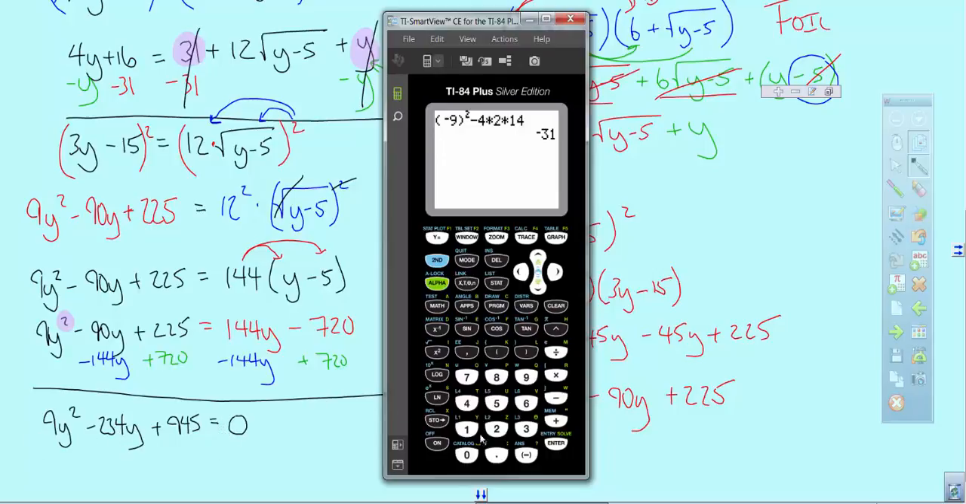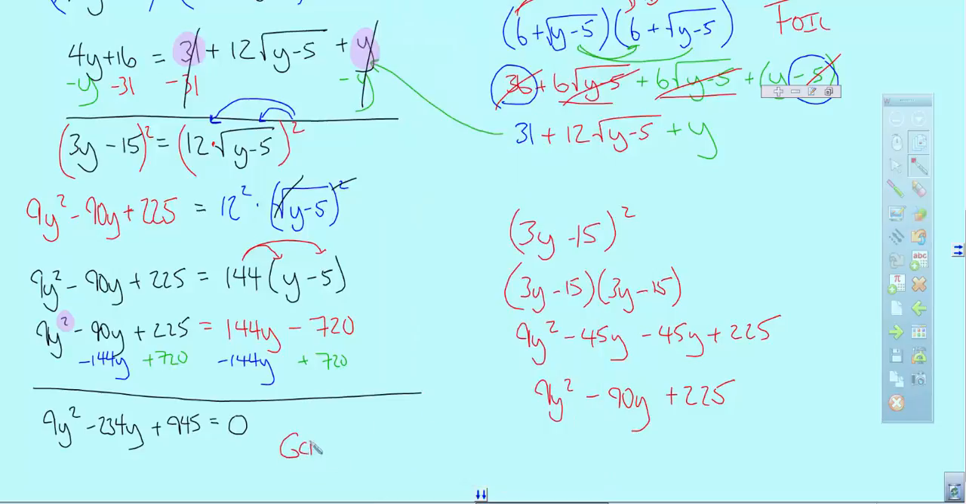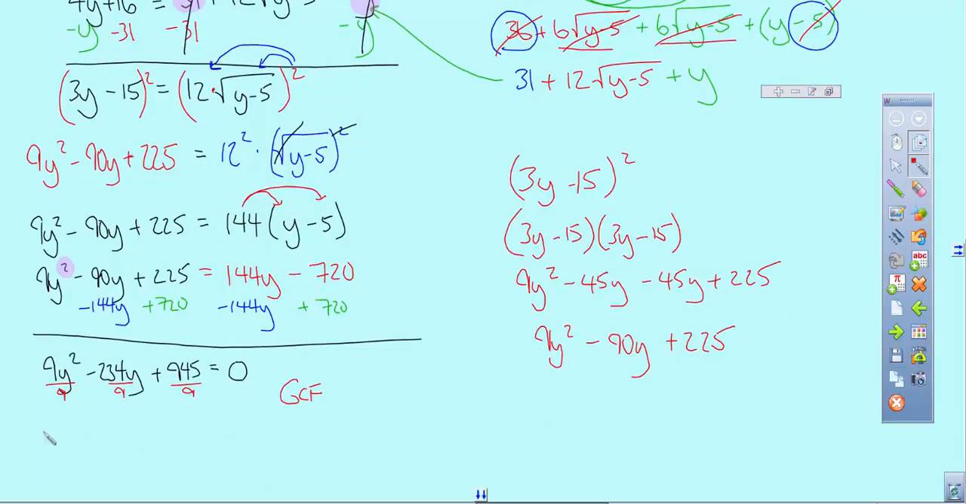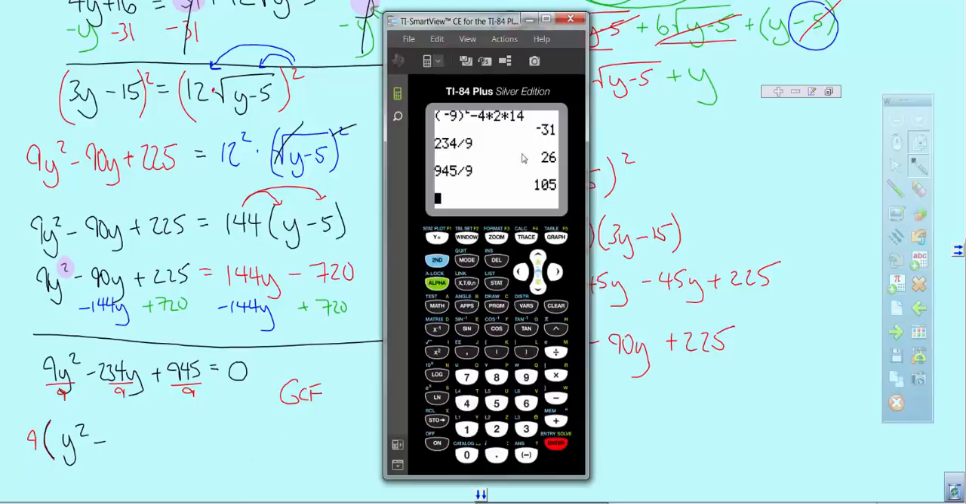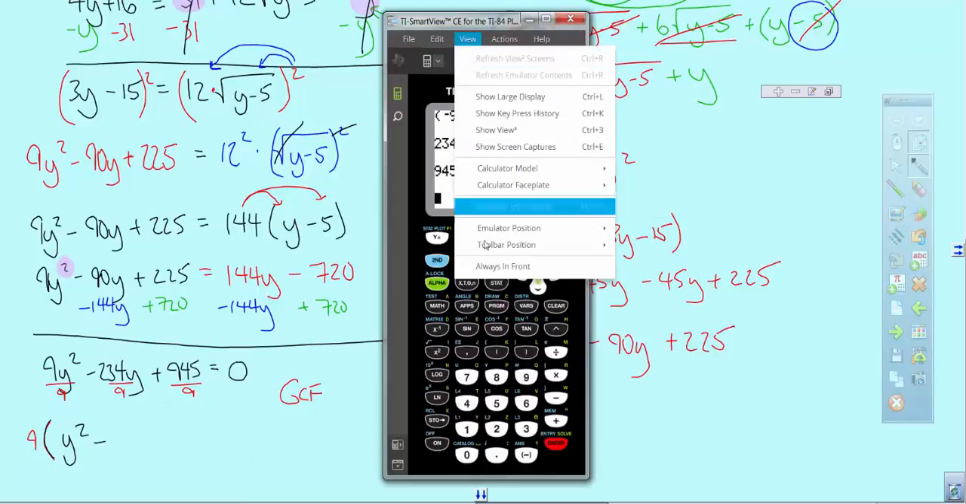So let's go one step further. Let's see if 234 is divisible by 9. It sure is. And let's see if 945 is divisible by 9. It sure is. So we actually can pull out our GCF of 9 out of each one of these guys. So when we pull that out, we get a 9 out in front. Let's make that black, and we get y squared minus, let's pull that calculator up and see what my division was there. Put that on the top.